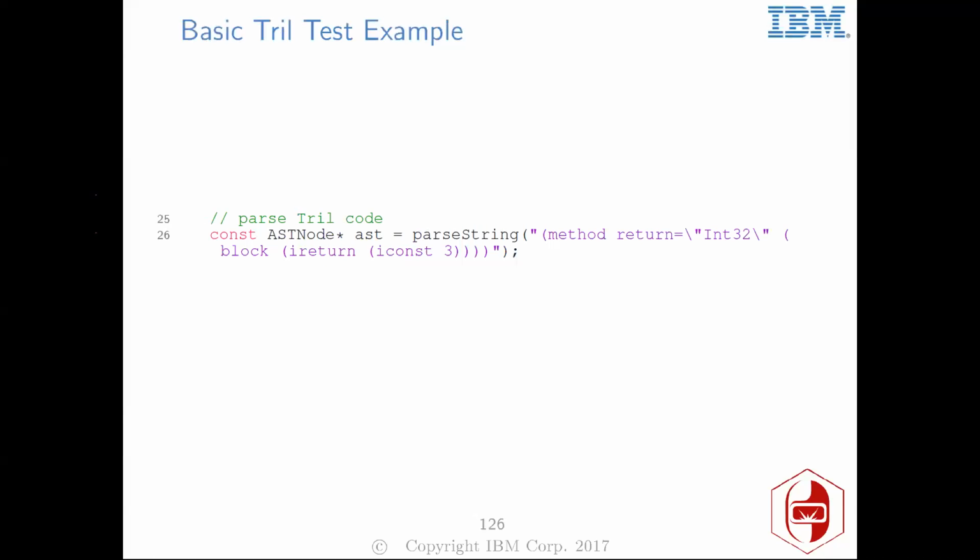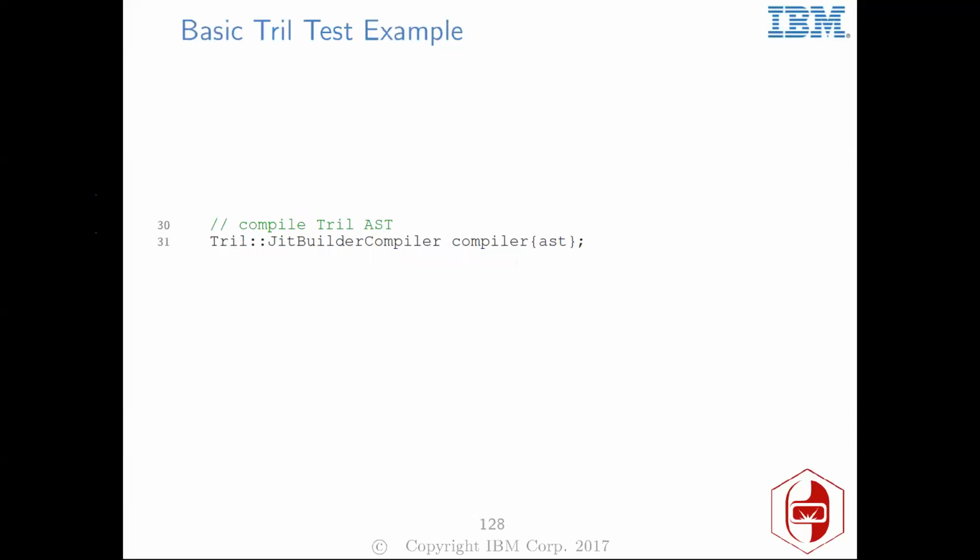We parse the string and we get back the AST root for the method we just defined. Of course, we are going to assert that we actually successfully parsed the method. And next, we're going to create our compiler object and compile the AST method we defined, asserting that compilation actually succeeds.